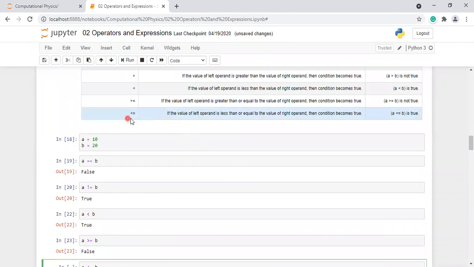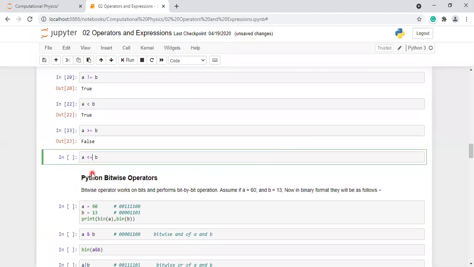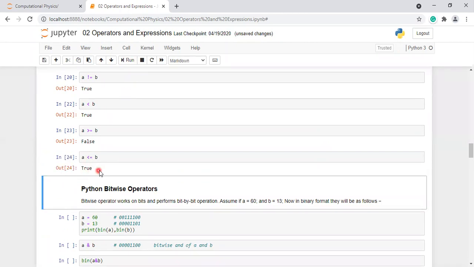Less than or equal to: if the value of the left operand is less than or equal to the value of the right operand, the condition becomes true. Less than or equal to, equal to or equal to. So when I run this, this should be true. So this is a simple operation.